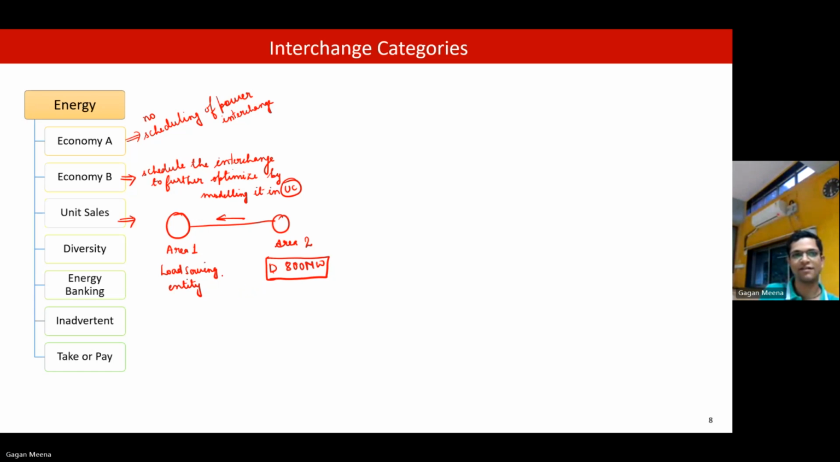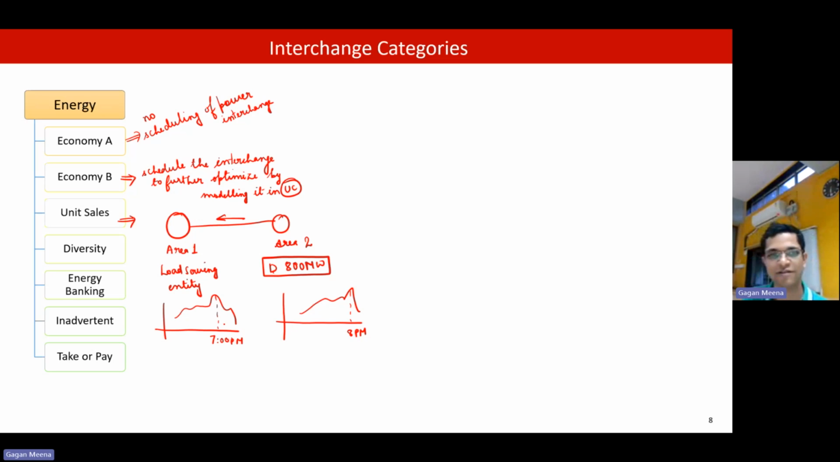Then diversity. Diversity means the connection of two areas, in terms of the peak load. If these two areas have different load profiles, especially if the time of occurrence of the peak load is different. Let's say here the peak load is happening at 8 p.m. and here it is happening at 7 p.m., or even 7:30, maybe 9 also. But they are different. There is a difference of almost 4 time blocks here. One time block is 15 minutes.